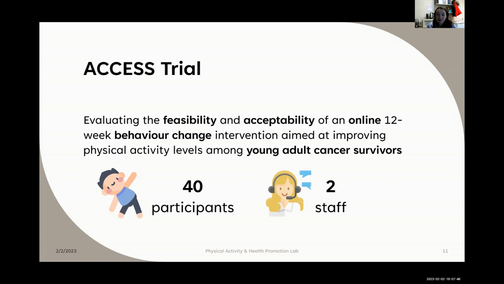The intervention was delivered by 2 physical activity counselors, and each counselor met with participants one-on-one, online, bi-weekly. So from February 2021 to September 2022, we recruited 40 young adult cancer survivors from across Canada to participate in a 2-arm trial to evaluate the intervention. And right now we are in the middle of analyzing data to assess the feasibility and acceptability of the intervention. Because the hope is to take this pilot trial and refine it and deliver it again nationally to even more young adult cancer survivors.